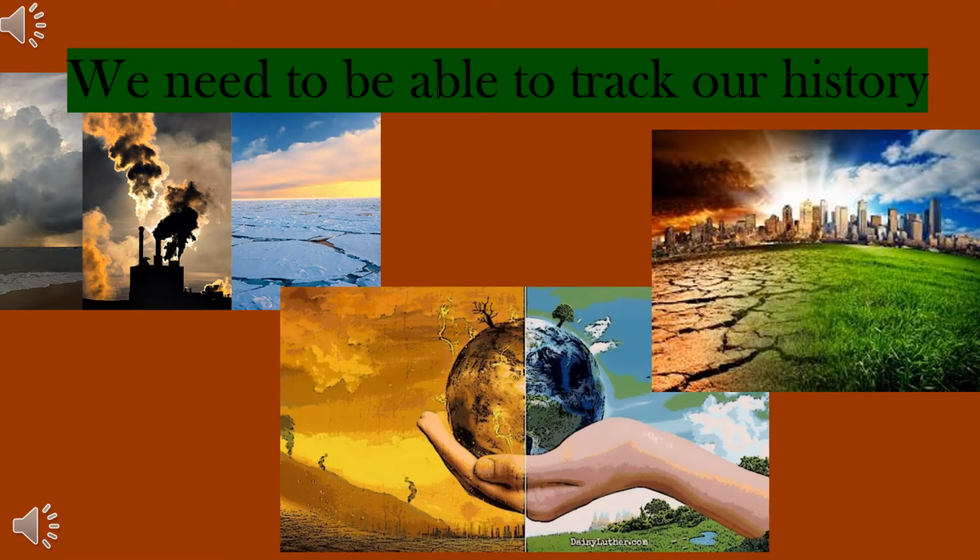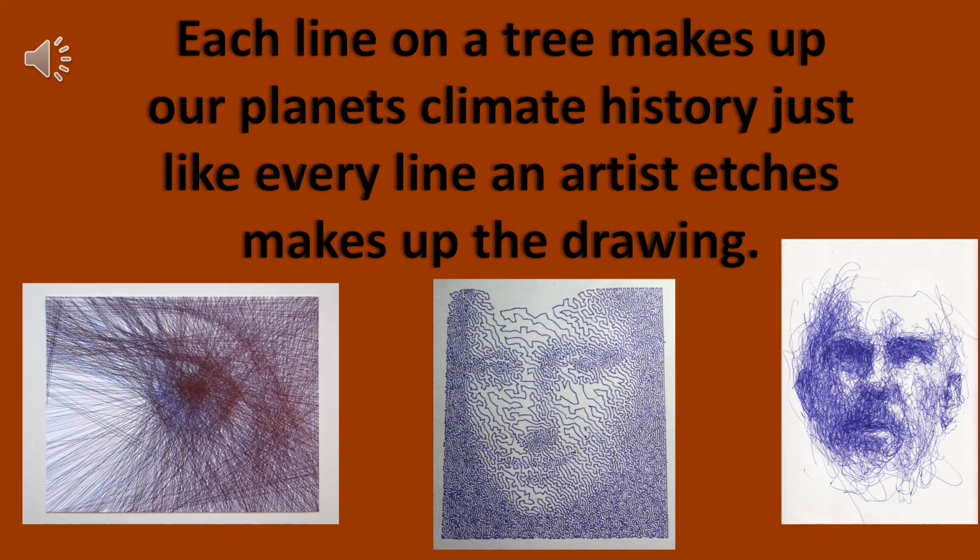The thing is, with the dramatic increase in scientific research pointing at humans as being the cause of climate change, we need to be able to track our history. Each line on a tree makes up our planet's climate history, just like every line an artist etches makes up his drawing. With even one of the lines missing, a face may no longer look like a face. And with one tree ring missing, we would never know the true story of the environment that it grew up in.